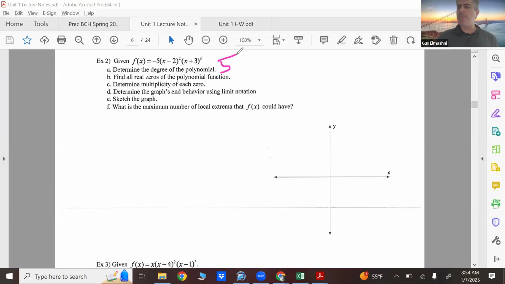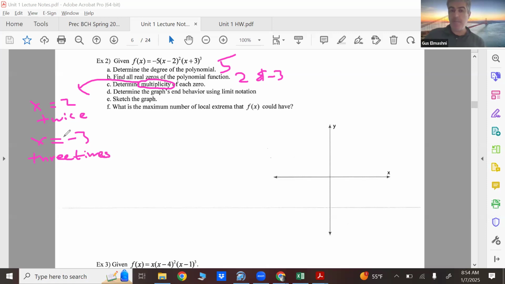What do you think the x-intercepts are for this graph? Yep, 2 and -3. Now, if I had x on the outside, if I had negative 5x times all that junk, 0 would be one as well. Okay, multiplicity. Do you guys know what multiplicity means? Have you guys talked about that? How often? Yeah. So x equals 2 twice. Oh, there you go. Look, Sebastian. Nice. x equals -3, 3 times. Yeah, I'm skipping around. Sorry. Okay. We'll talk about what that means in the graph in just a moment.